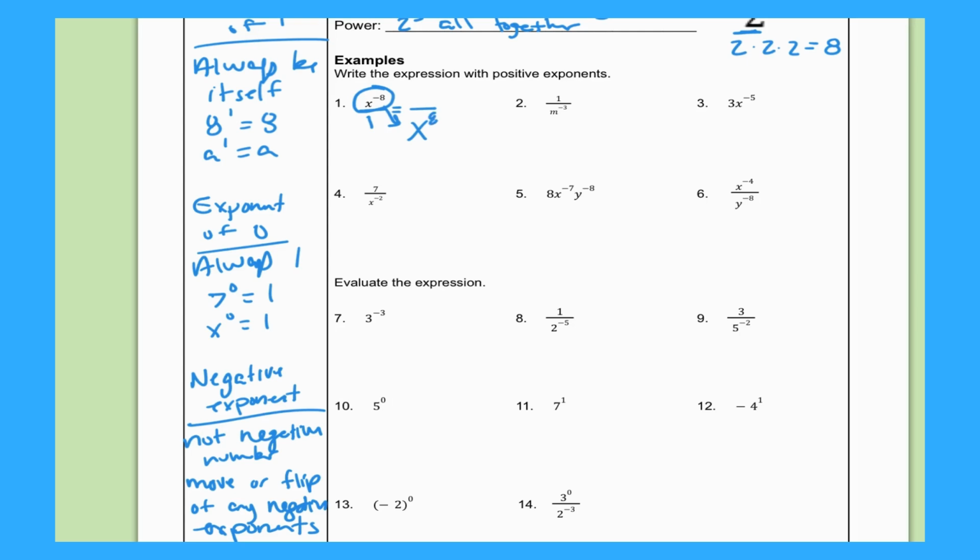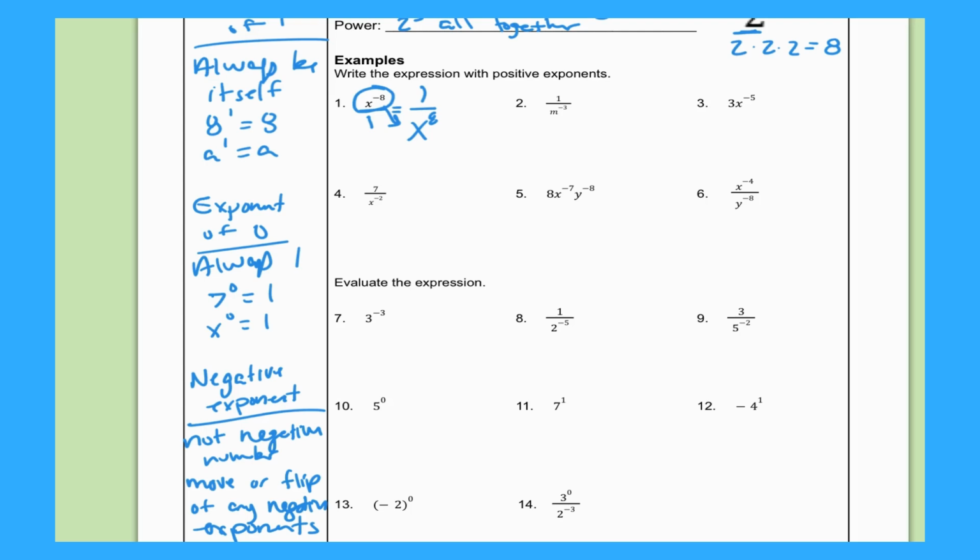But I can't separate the x and the 8. That is a power, it stays together. Exponent and base always have to stay together for what we're doing right now. And then I can't have nothing on the top of a fraction, so we put a 1 again for a placeholder. So the answer would be 1 over x to the positive 8.